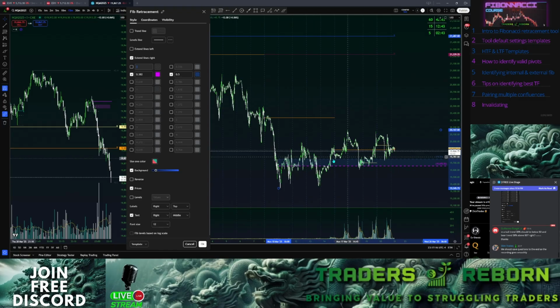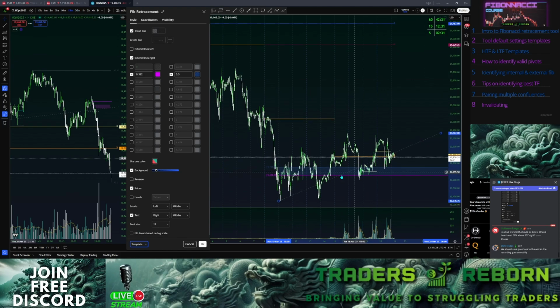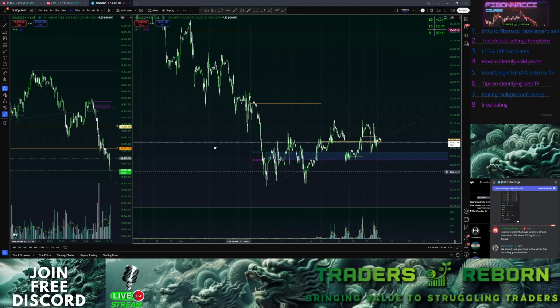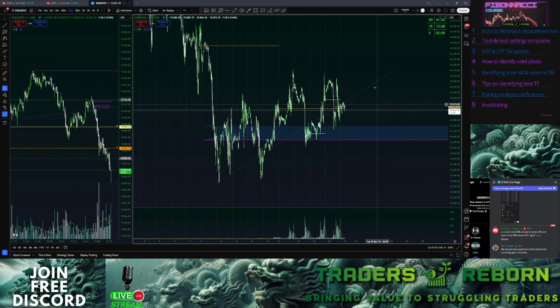So this setting right here, with the dash and all that, is my higher time frame setting. My lower time frame setting is here. See, it's just a skinny line. That helps me differentiate on my chart whether that fib came from a higher time frame or a lower time frame. So instead of labeling it, I just make it look different. That's what it is. Okay, so that's the settings for it.